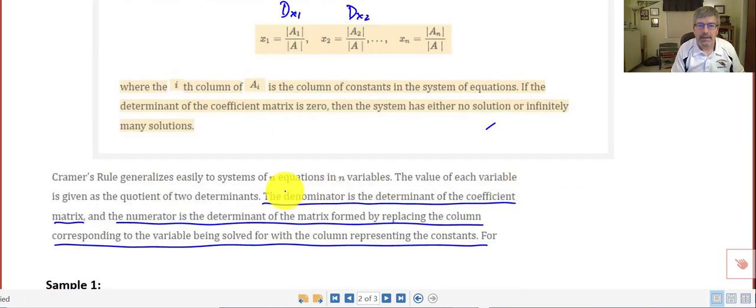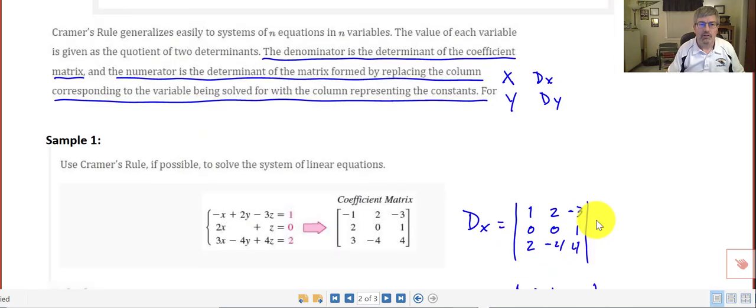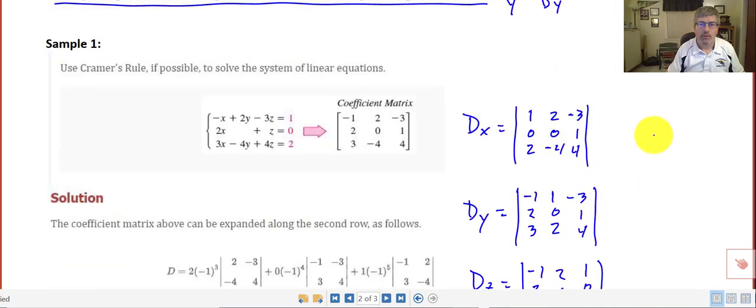Generally speaking, to use Cramer's rule, the denominator is the determinant of the coefficient matrix, and the numerator is the determinant of the matrix formed by replacing the column corresponding to the variable being solved for. So if we're solving for x, we would replace our x column with our constants, or D sub x. If we were solving for y, we would use D sub y in our numerator. So let's take a look at a sample using Cramer's rule.